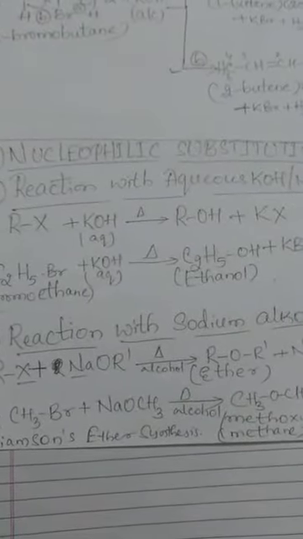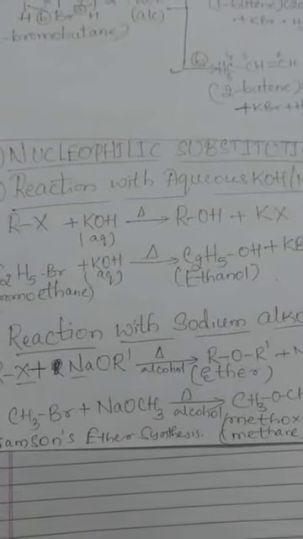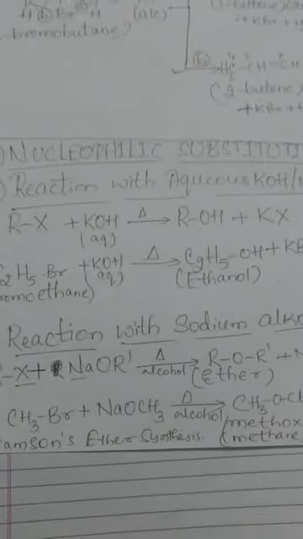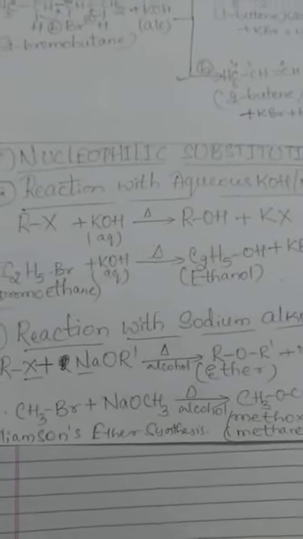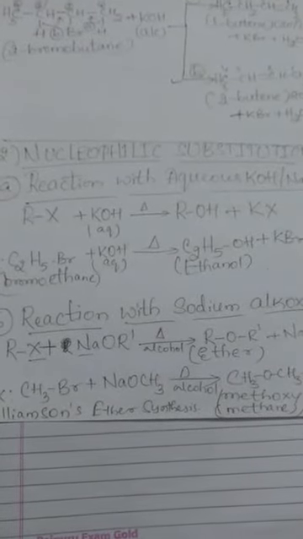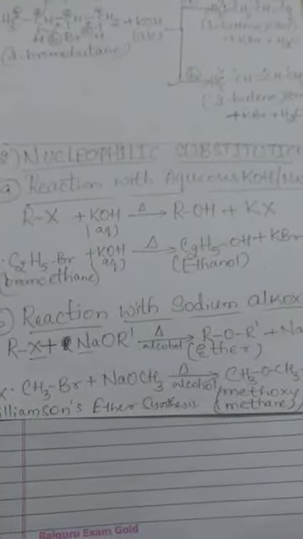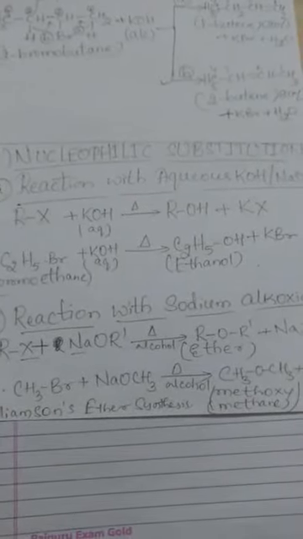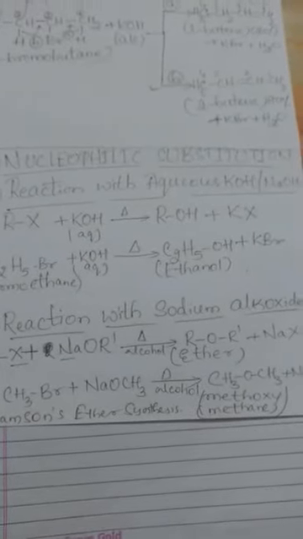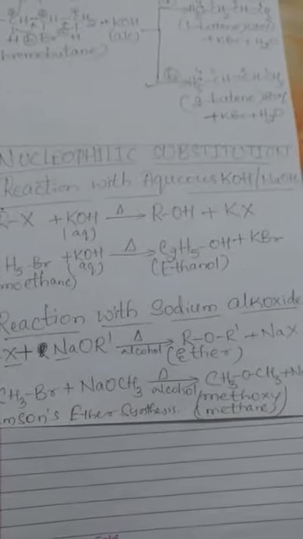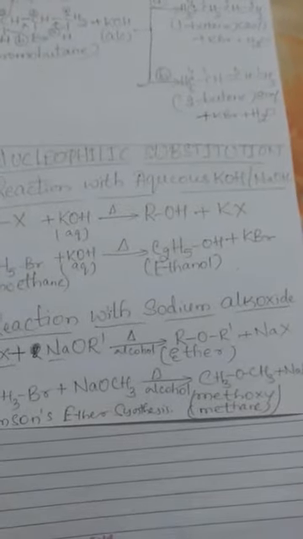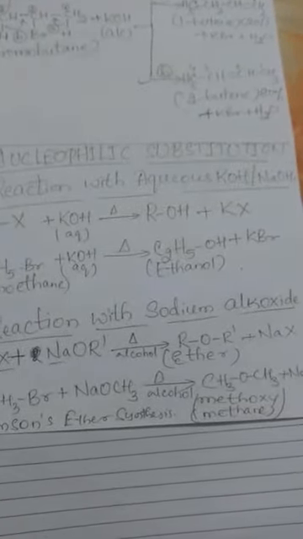Before going to the details of these reactions, you should know what are electrophiles and what are nucleophiles. Electrophiles are electron deficient species, whereas nucleophiles are electron rich species. Now here alkyl halides readily undergo nucleophilic substitution reactions for the reason that in alkyl halides the halogen atom is more electronegative than carbon. Hence the carbon halogen C-X bond becomes polar.